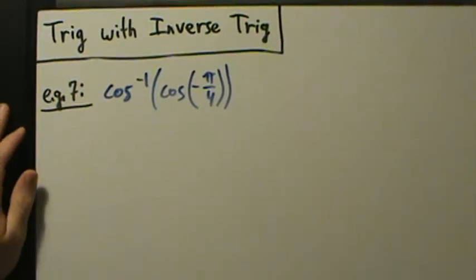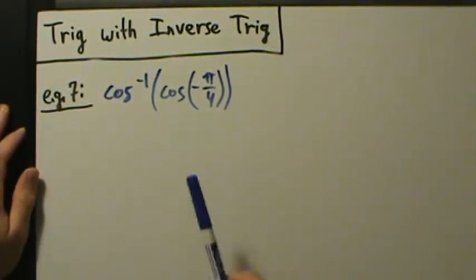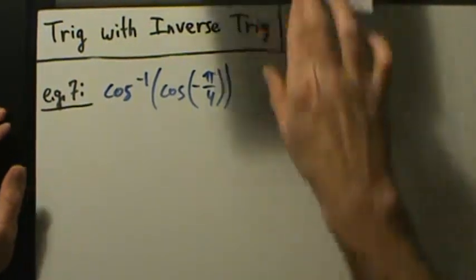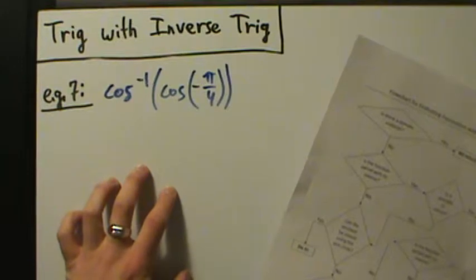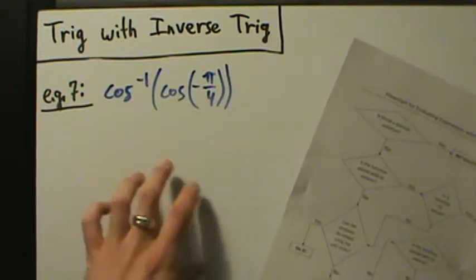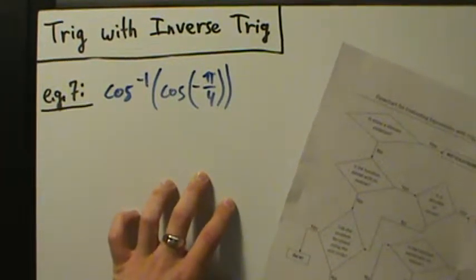Alright, here's example 7 with evaluating trig with inverse trig. We're going to do this like we've been doing, by using this flowchart here. But there is going to be something a little bit different here that we want to point out, just to make sure of something. But anyway, let's go ahead and start using the flowchart.